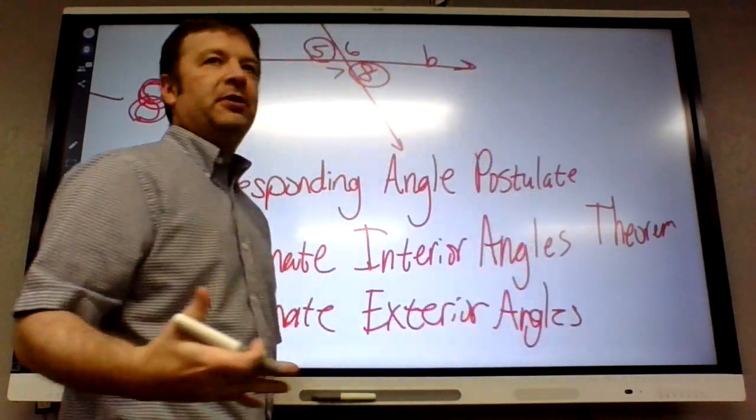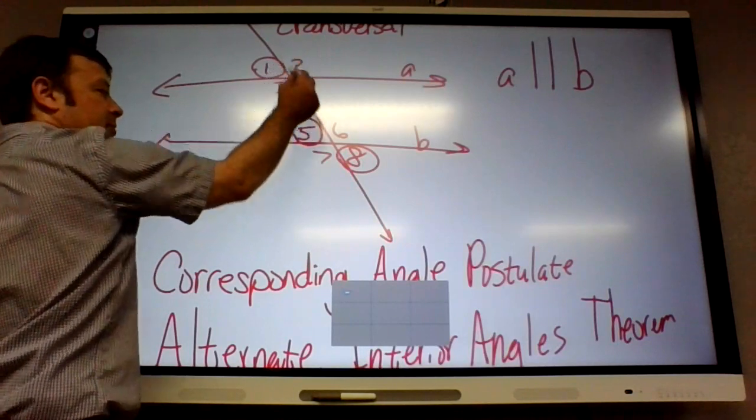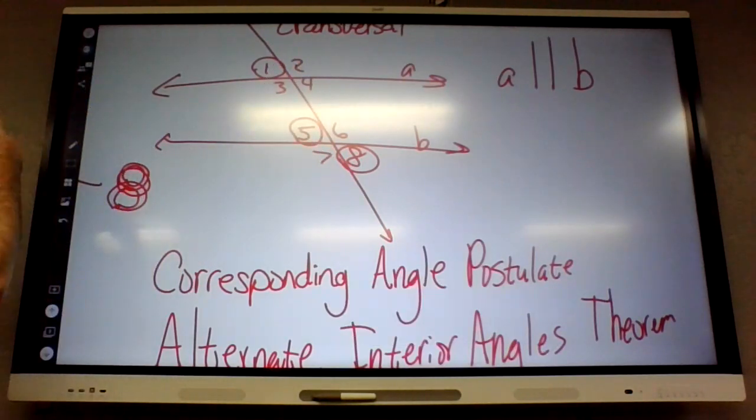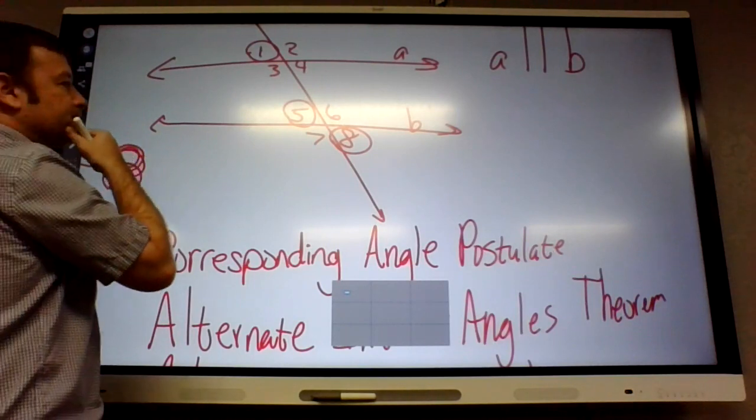So that's also a theorem. They have to be congruent. So 1 and 8 would be the same. 2 and 7 would be the same. Okay, there's one more. So let's see. What do we know?